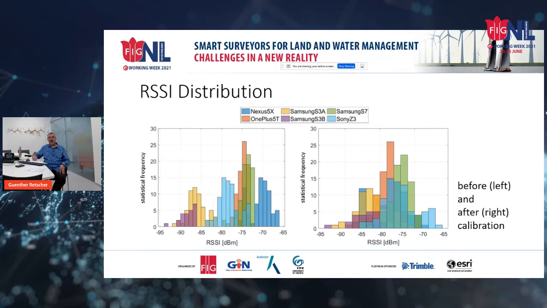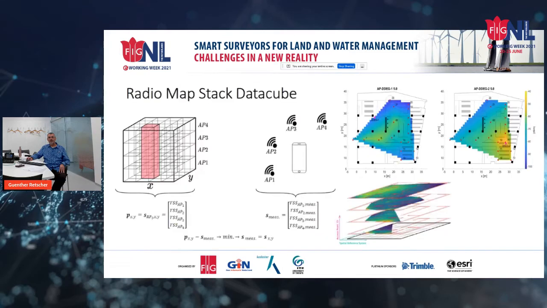When we look at the RSSI distribution of one access point, we can see on the left before and on the right after the calibration, we can see here that the variation range is reduced from 27 down to 16 dBm and the standard deviation from 5.2 to around 3 dBm when we do this calibration.